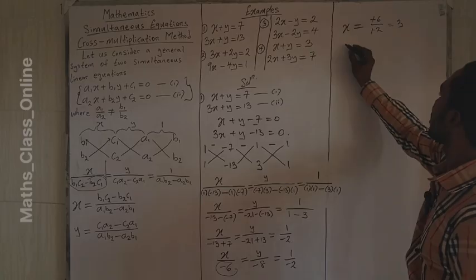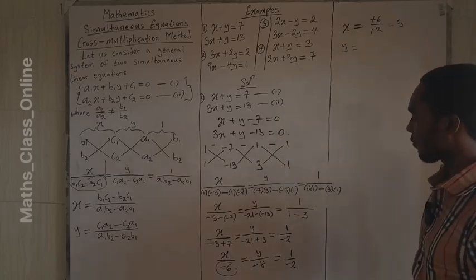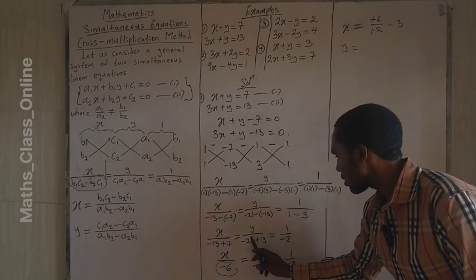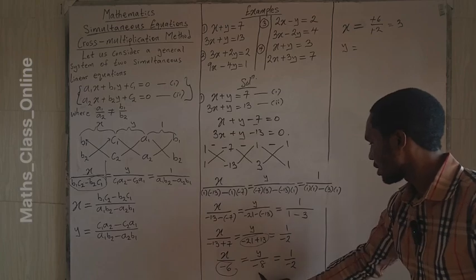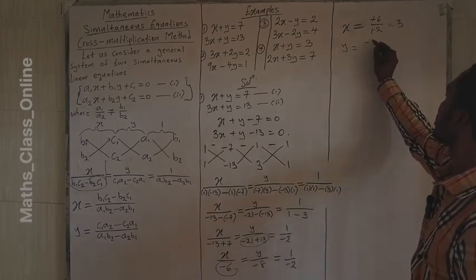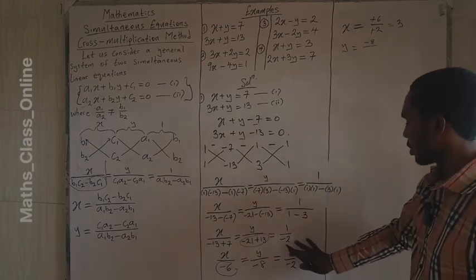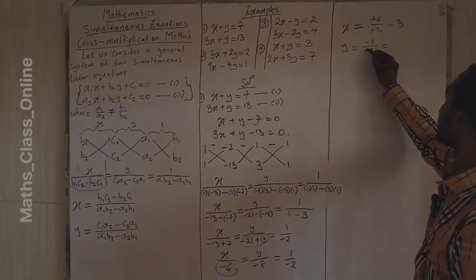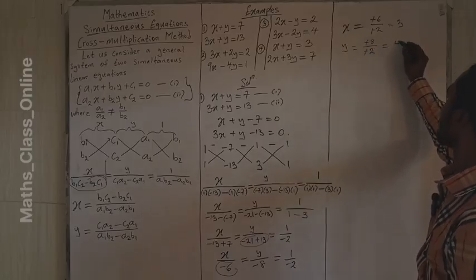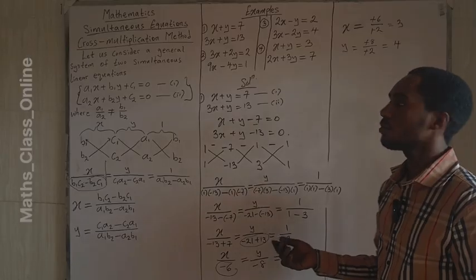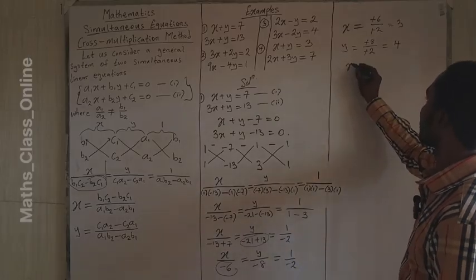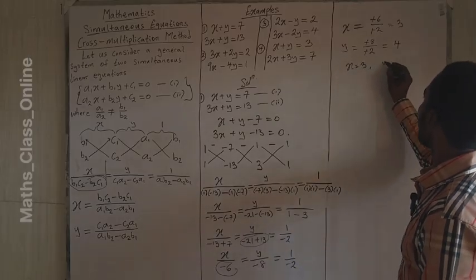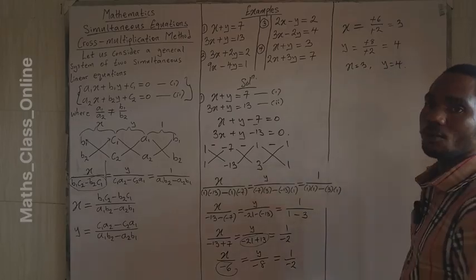That is 3. y equals the fraction of y. What is at the denominator here? That is minus 8 over, what do we have here for the constant? That is minus 2. This cancels this, and we have this to be 4. That means that the value of x equals 3 and the value of y equals 4.